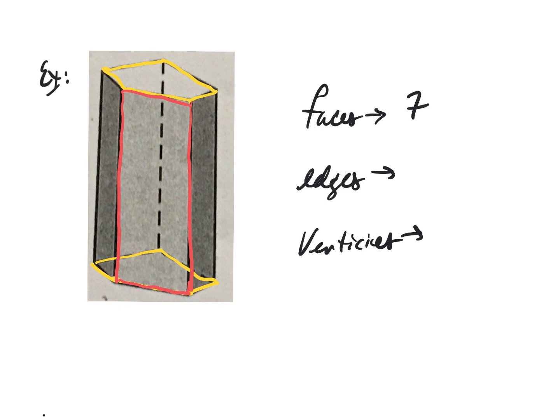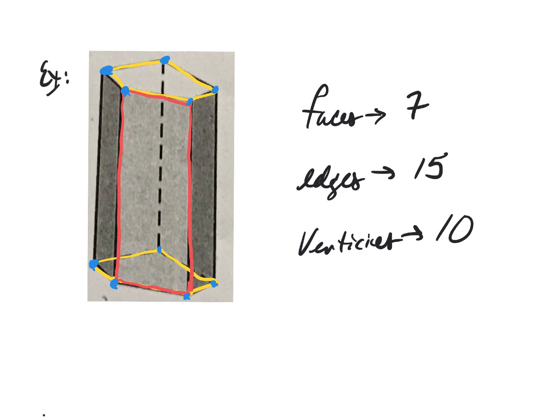Okay? The number of edges: the top is made up of 5 sides, the bottom is made up of 5 sides, and there's 5 vertical lines. So 5, 5, and 5 is 15. And then the vertices, we have 5 vertices around the top, 5 vertices around the bottom. So 5 plus 5 gives us a total of 10.